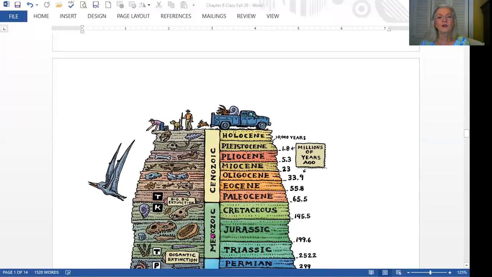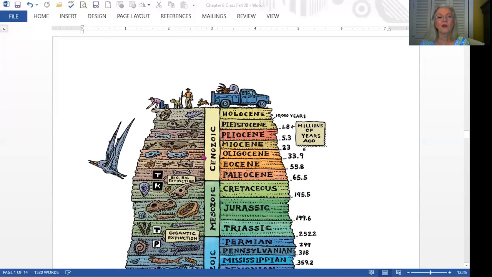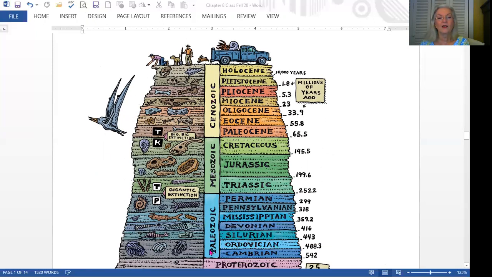So let's look at our little graphic. We have the Cenozoic era, the Mesozoic era, and the Paleozoic era. And you'll notice they've got some cute little things over here to tell you what you might have found alive during that time. You'll notice that this is the Jurassic period and the Triassic period, the Cretaceous. So see up here, we're in the Holocene period.